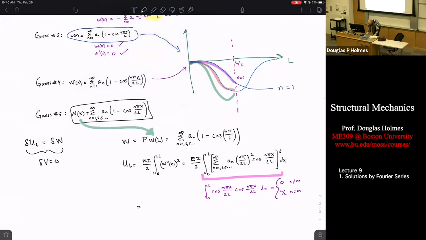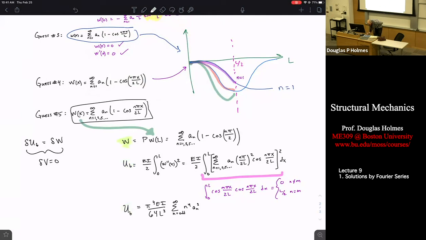My strain energy then just becomes, just like last time, very similar, pi to the fourth, EI. We have a huge number out here now. And lastly, we have to do what we did last time, which is take the variations of these things. Again, that's really easy to do.